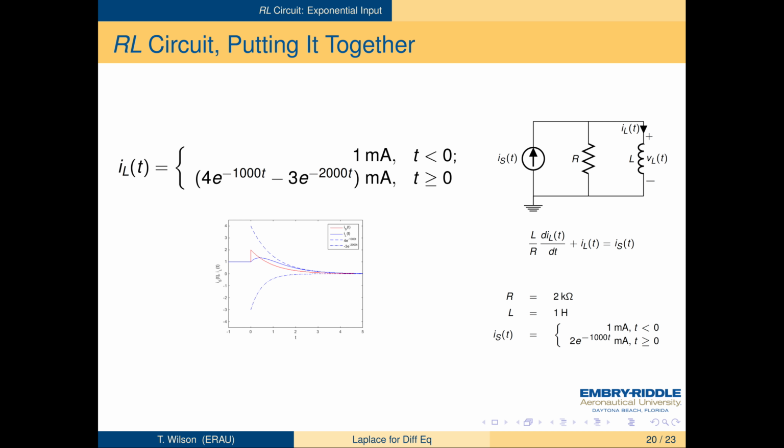The graph shows the input current in red and the inductor current in blue. It also shows the forced response 4 e to the minus 1000t and the natural response minus 3 e to the minus 2000t for t greater than or equal to 0.